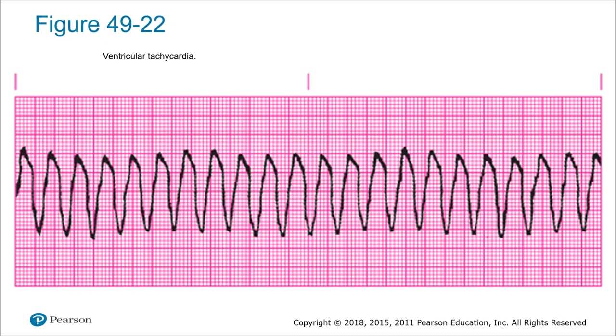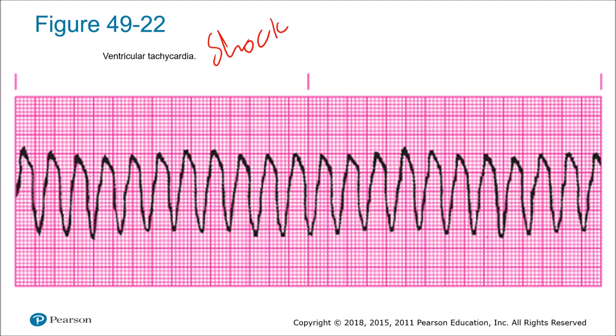So in VTAC, the heart rate is going really, really fast, and the ventricles are pumping so fast that not enough blood is getting inside of them. So if not enough blood is getting inside, then obviously not enough blood is going out. This is very dangerous. This could also kill you very quickly. And this is, again, another shockable rhythm.